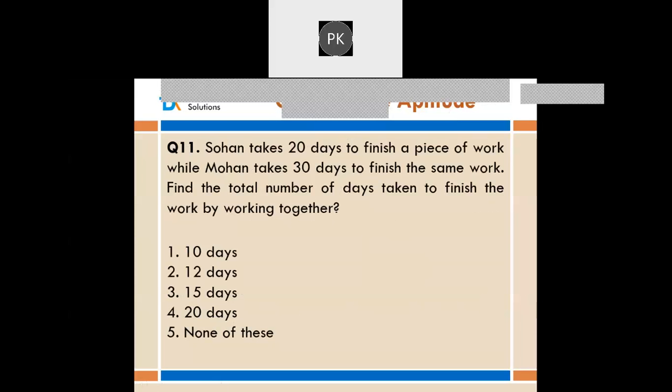Now since I want both of them to complete the job together, I want both of their one day work. Both of their one day work will be 1 by 20 plus 1 by 30. So take the LCM. LCM will be 60. So it is 5 by 60, which is 1 by 12. So 1 by 12 is the one day effective work of both of them together. If you know the one day work, taking the reciprocal of that will fetch us the total days. So the answer for this question is 12 days.